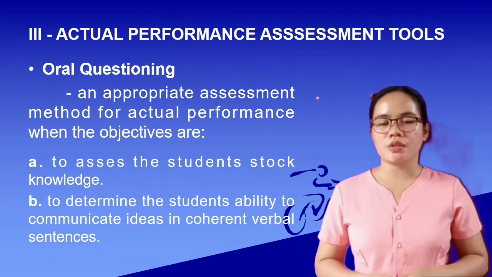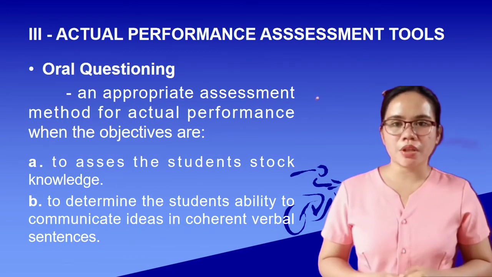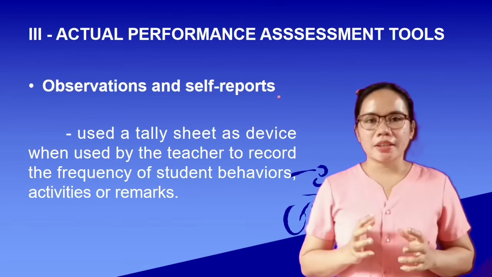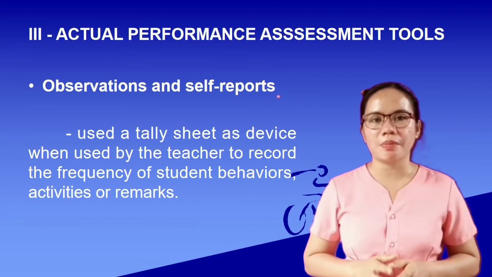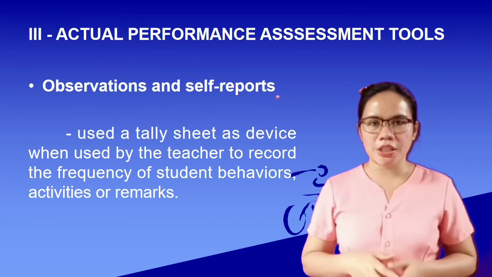But oral questioning is only an option for assessment because there's something that you need to consider. The next in actual performance is observation and self-reports. A tally sheet is a device used by the teacher to record the frequency of students' behavior, activities, or remarks. In observation and self-report, it means that the teacher should record the student abilities being shown during the activities, with the use of a tally sheet.